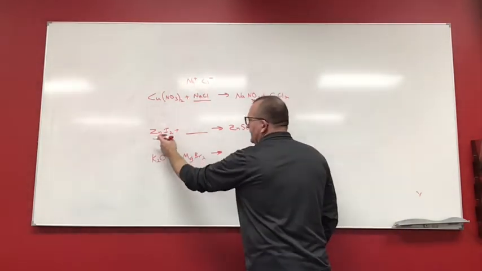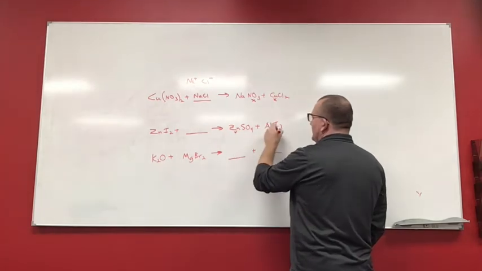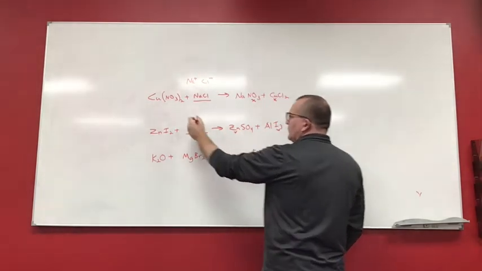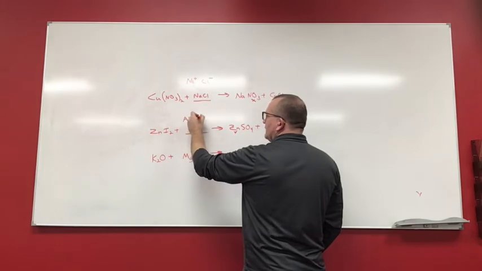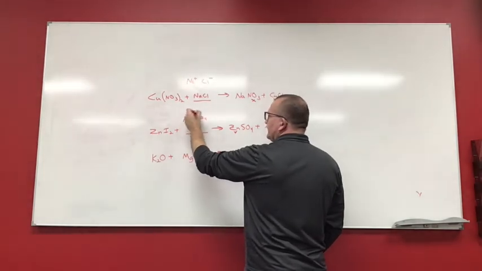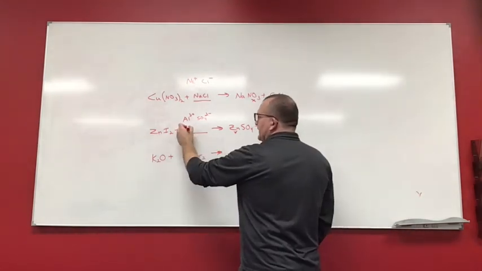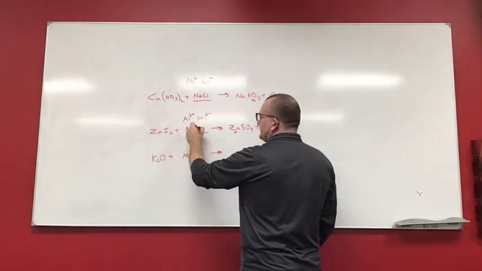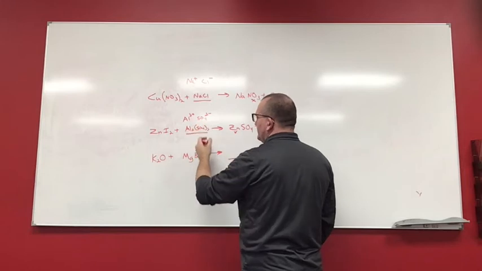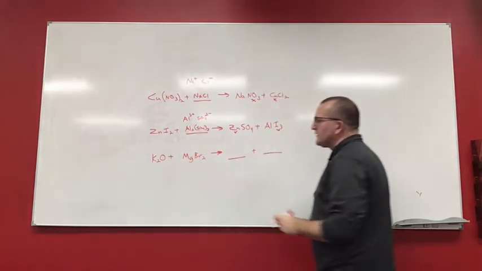Okay, I got Zn and I. So Zn and I leaves me with Al and SO4. Al and SO4. Al is positive 3. Sulfate's negative 2. I balance my charges. Al2(SO4)3. That's a 3.